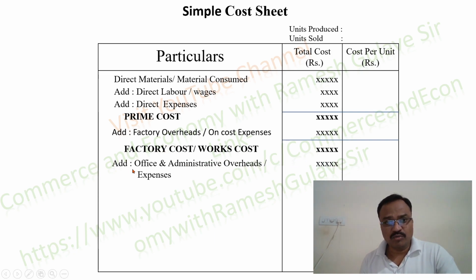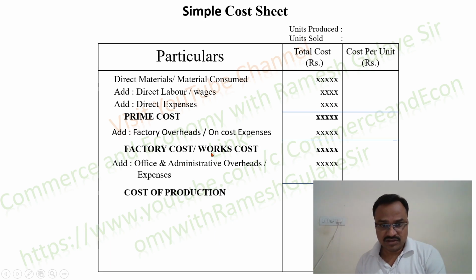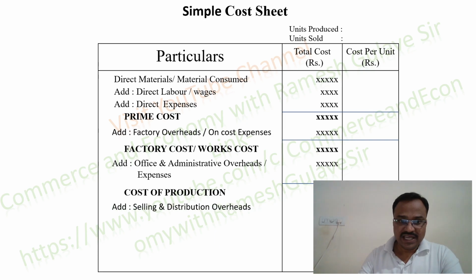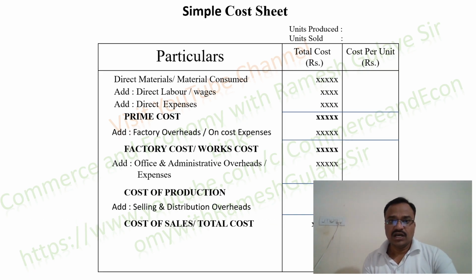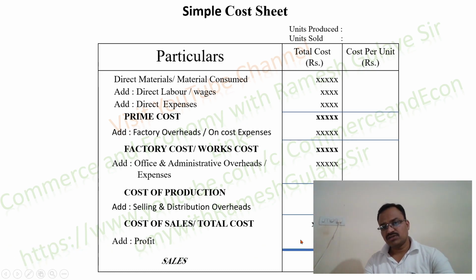Then when we add office or administrative overheads, we get cost of production, right? So when in factory cost we add office and administrative overheads, sorry, we get cost of production, right? Then when we add selling and distribution overheads into it, we get the cost of sales or total cost, right? Cost of sales or total cost. And when we add the profit in it, we get selling price or sales, right?